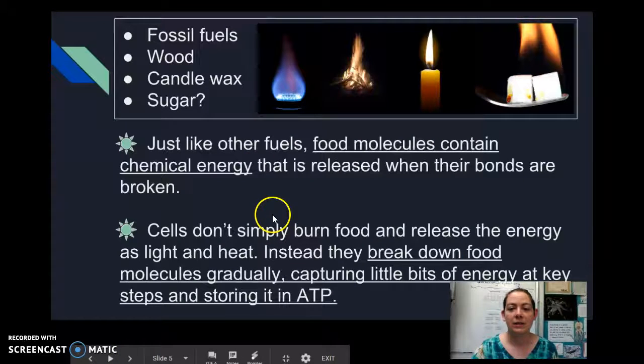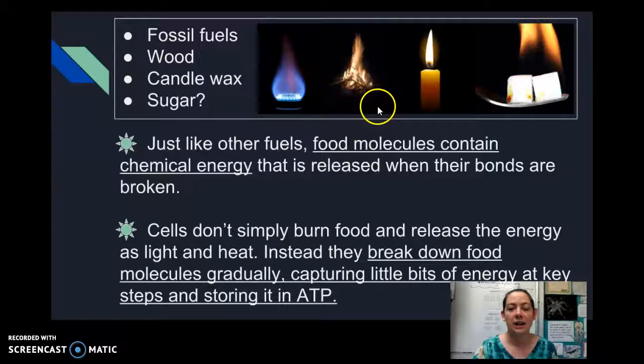So here are some examples of different carbon-containing compounds that we burn. Fossil fuels like natural gas, wood. For a lot of our campfires, wood's full of lots of carbon compounds. Candle wax is pretty similar to the structure of fats. And sugar? Yeah, sugar burns.